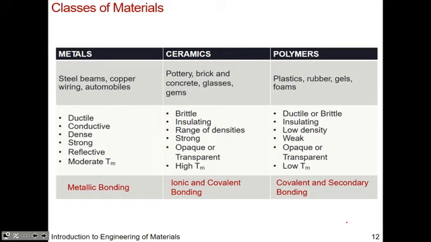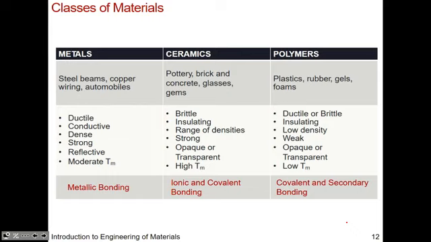They're dense, strong, reflective. Usually we describe metals as having a sheen, right? That optical property has everything to do with how electrons are packed. And their melting point is moderate relative to that of ceramics. It's not too low, it's not too high. That's what I mean by moderate. It's relative to that of ceramic melting temperature. And the bonding is described as metallic bonding.